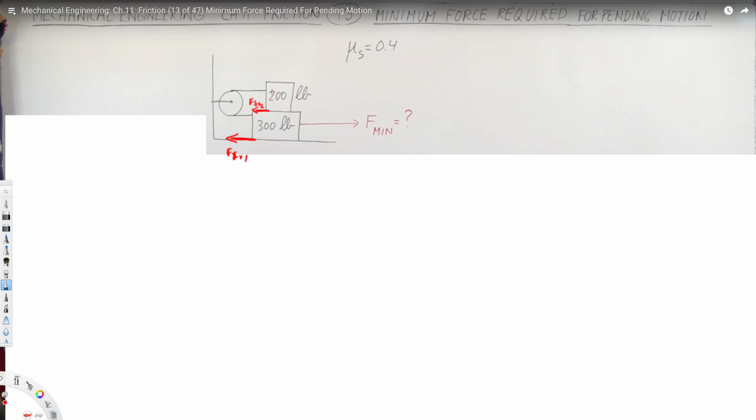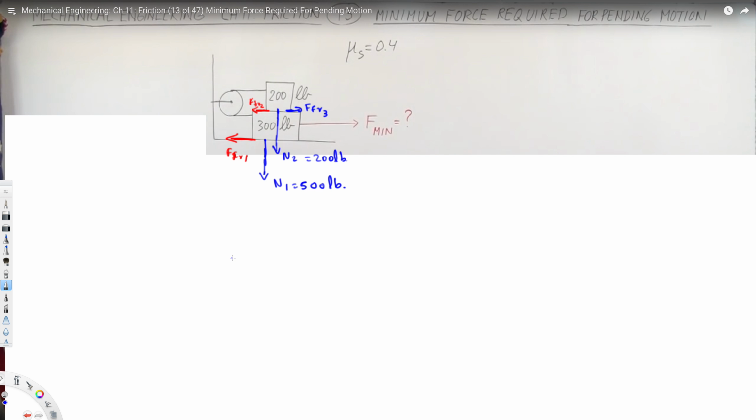When this object starts to move to the left side, there will be a force right here, so I have to add that one too. There's another friction force acting on this side. Let's say this is force of friction 3, and now we have to put the normal forces. On this one, let's call it N2, that's going to be 200 lb, just the weight of this object. And here we are going to have a normal force that's 200 plus 300, that's 500 pounds.